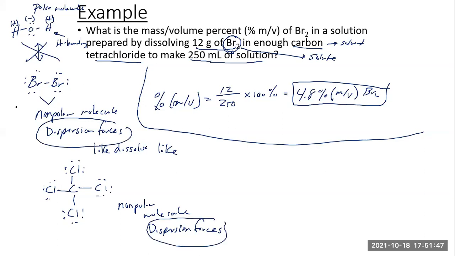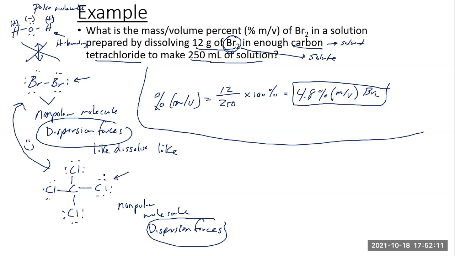Now, when we put these two guys together, everything is good in that case because they're both using basically the same type of interaction. Again, like dissolves like. They're able to interact really well with one another because the interaction Br2 would do with another Br2 is the same interaction it would do here with the carbon tetrachloride.